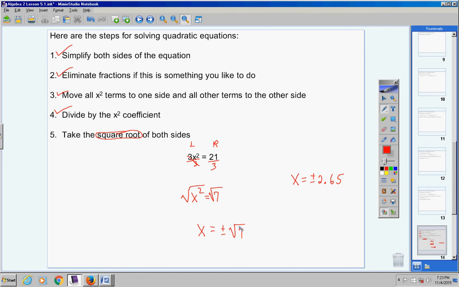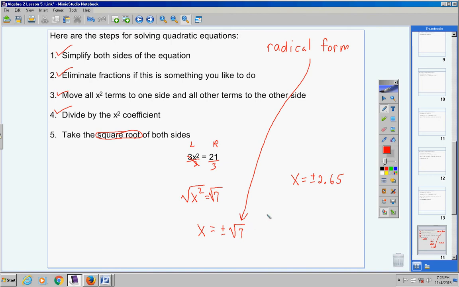Now, Mr. Earhart, do we leave our answer like this or this? It depends on the directions. If I ask you to write your answer in, are you listening? Are you writing this down? If I ask you to leave your answer in radical form, then you would leave your answer like this. If I say to answer with a decimal or whole number, then you type this into your calculator and you get this right here. So it all depends on the directions. I'll probably do both of these during your notes, just so you have an example of both kinds, okay?